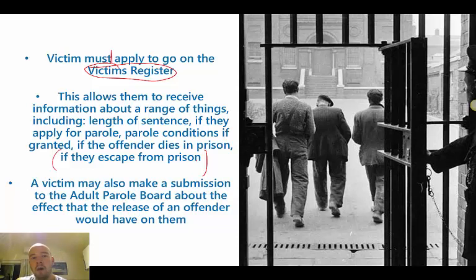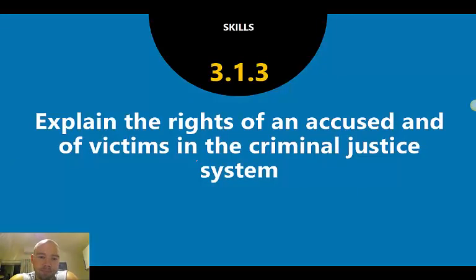If they do apply for parole, you can make an application to the Adult Parole Board about what effect their release would have. So if you feel like, hey, I'm still pretty traumatised, them coming out into the community that I live in, particularly if it's a small community, is something that I would find really challenging still, and would have a negative effect on me and perhaps my family. You can tell the Adult Parole Board that, which probably ultimately means they're less likely to be released.